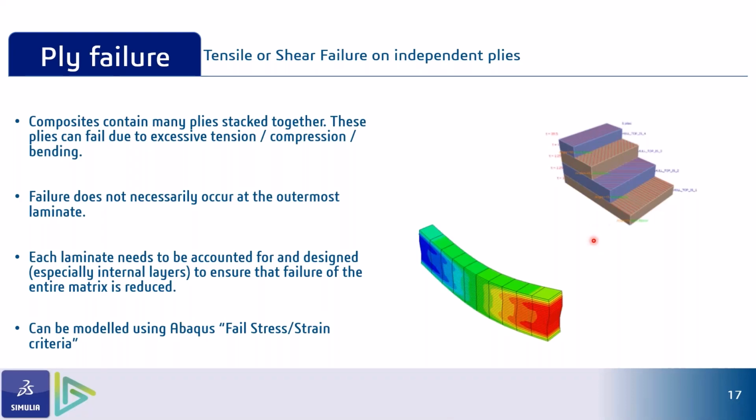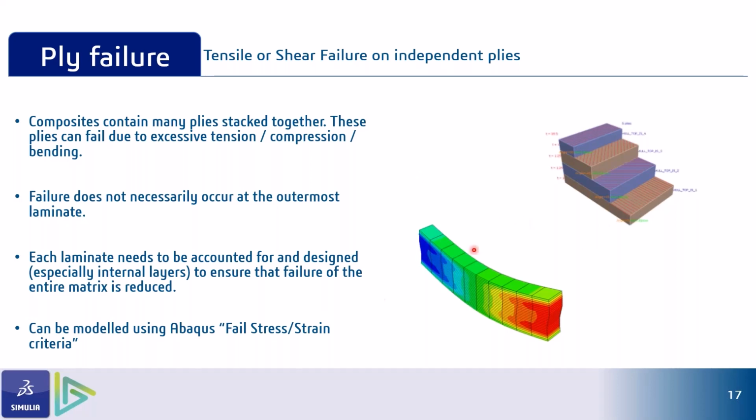So let's talk about ply failure first. Composites actually contain many plies, not just 2, 3, but they could go up to 8 to 10. And these plies, because of their own weight itself, can fail due to the excessive tension and compression that the composite might create on its own, as well as the external loads that are exerted onto them. There is a myth that the failure occurs usually at the outermost laminate, and that's not true at all. Failure can occur anywhere.